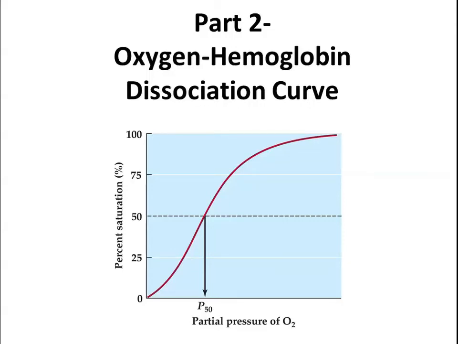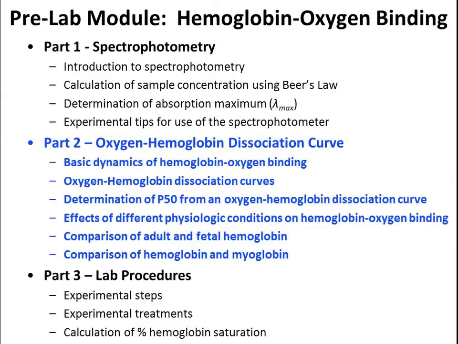Part 2, the oxygen-hemoglobin dissociation curve. In this tutorial, we'll briefly discuss the binding between hemoglobin and oxygen, and how this binding is represented on an oxygen-hemoglobin dissociation curve. From this curve, you should be able to determine a value known as the P50.